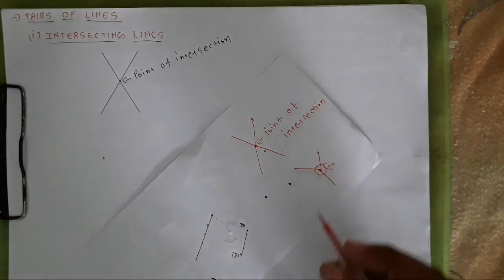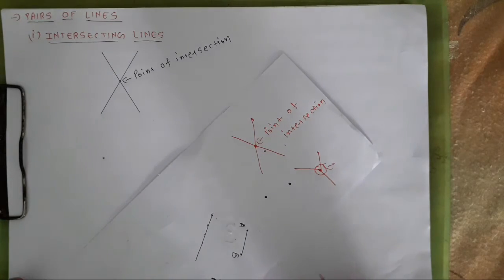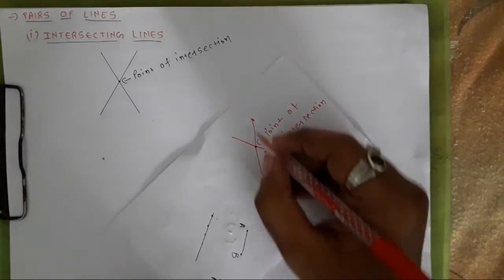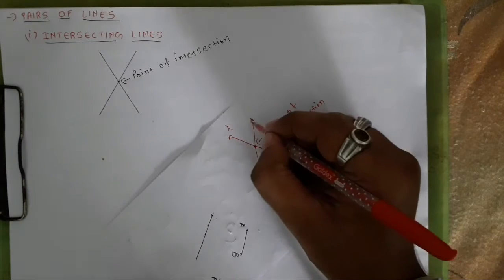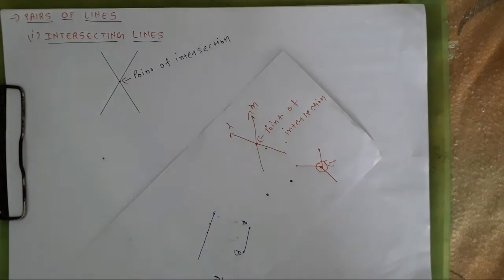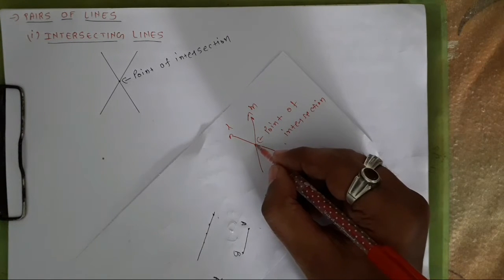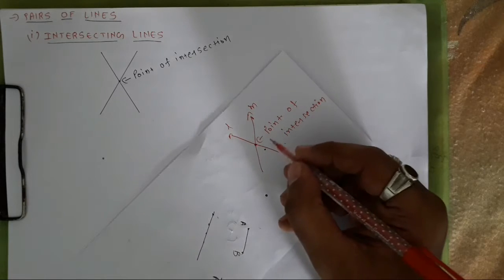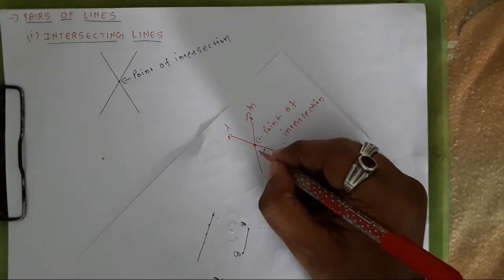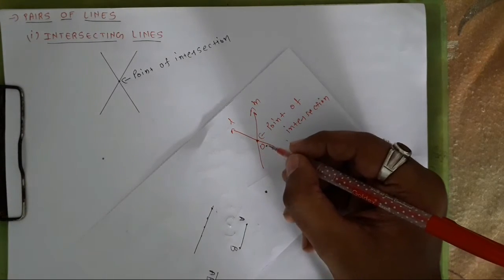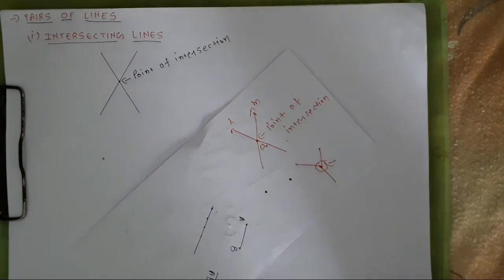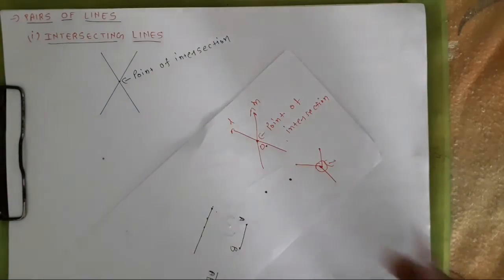And how can we write the definition of the point of intersection? For example, this one is my line L and this one is my line M. Here I can write: two lines L and M intersect each other at a common point. This common point, I am naming it O. This common point O is the point of intersection. So this is the first one, intersecting lines.